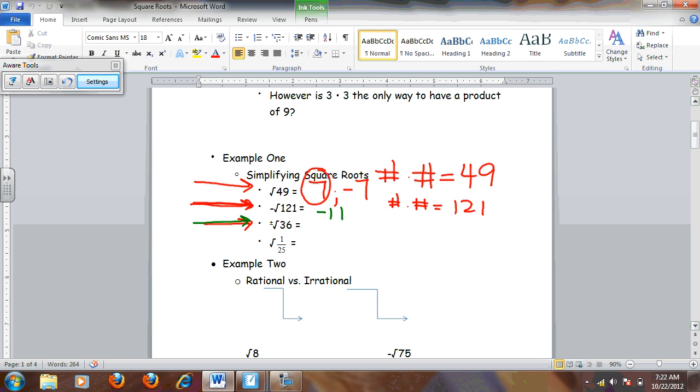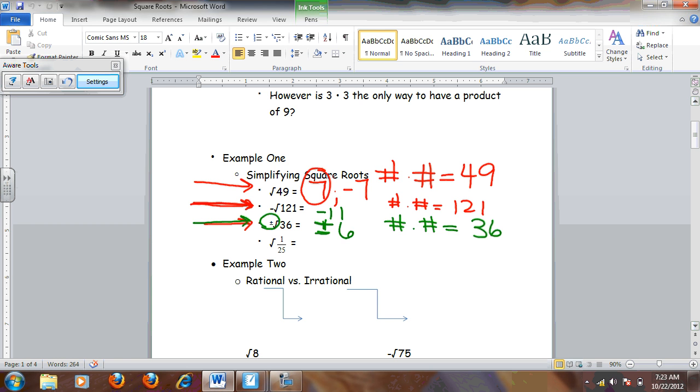Notice here, I have a positive negative. So in other words, I'm looking for both numbers times itself that equal 36. And that would be positive and -6. This is how you can show positive and negative, that you're looking at both.